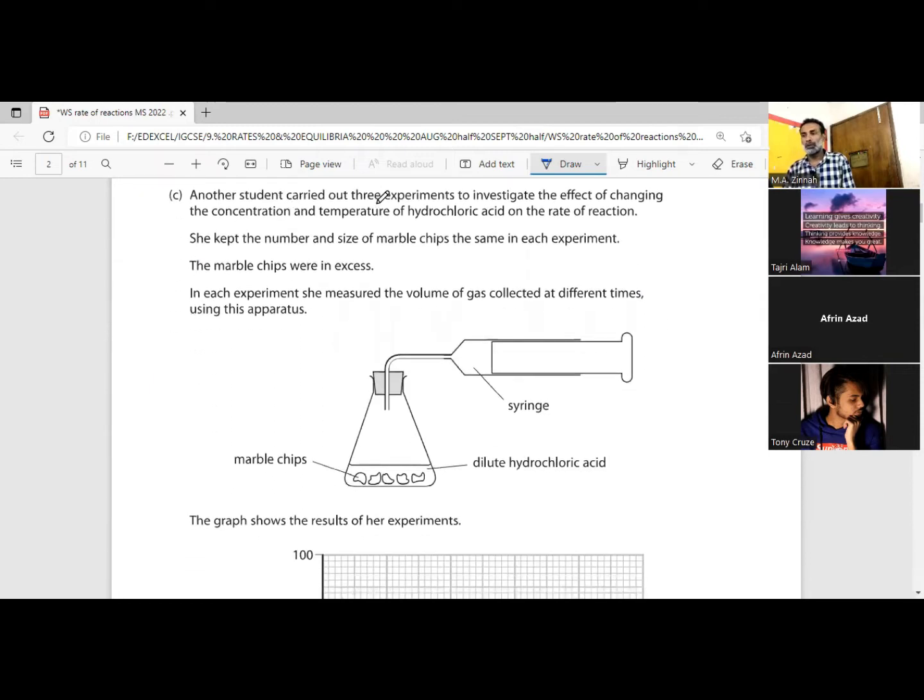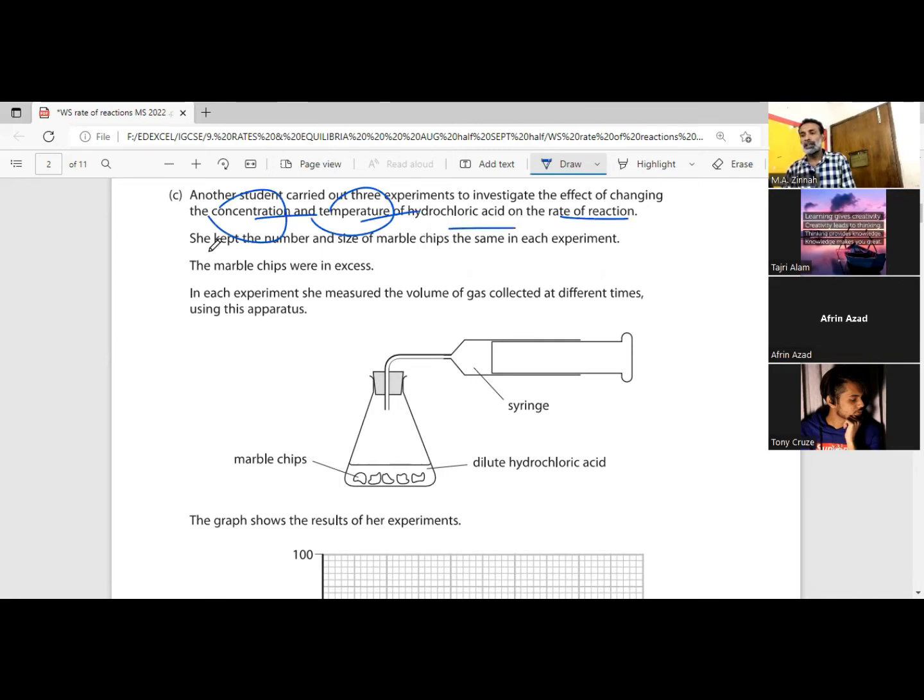Another student carried out 3 experiments to investigate the effect of changing the concentration and temperature. The two experiments refer to 2 factors. Changing concentration and changing temperature both will cause the rate to change. Hydrochloric acid here, rate of reaction.